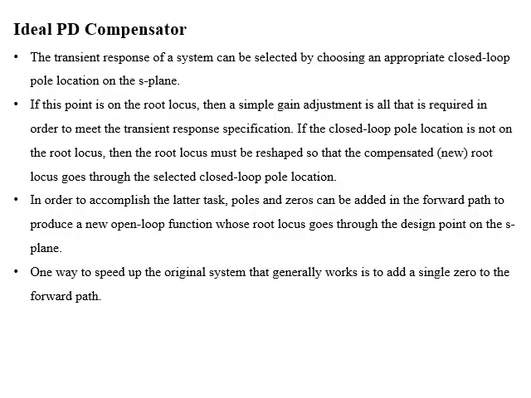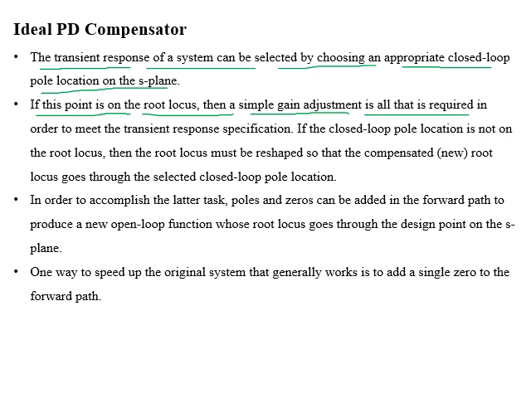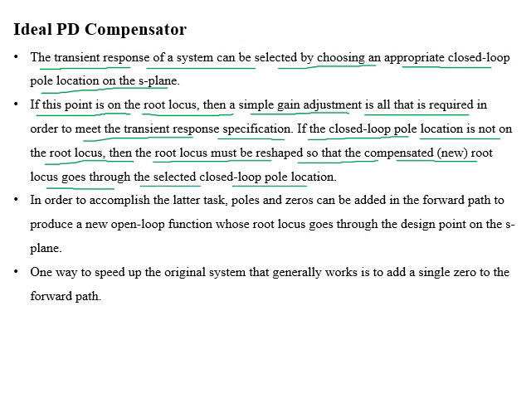Dear students, now we will study the ideal PD compensator. The transient response of a system can be selected by choosing an appropriate closed loop pole location on the S-plane. If this desired point is a part of the root locus, then with simple gain adjustment, we can achieve the required transient response specification. Now, if the desired closed loop pole location is not on the root locus, then the root locus must be reshaped so that the root locus of the compensated system passes through the desired location of the closed loop pole. And with this, the desired transient specification will be achieved.